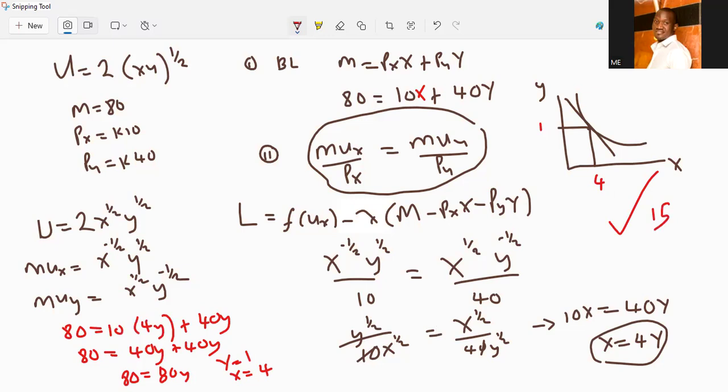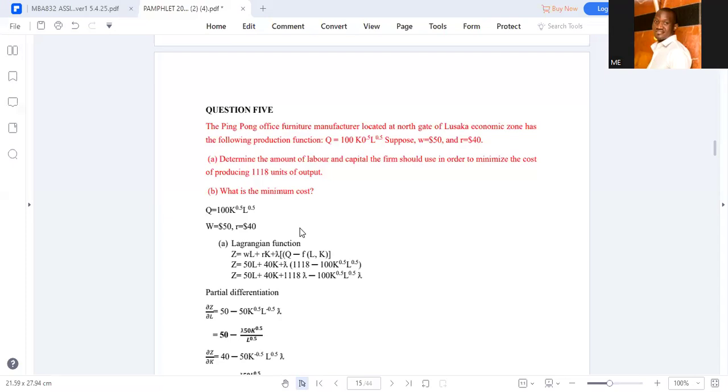So this is what I want you to do for question number 5. You come up with a utility function or the production function and substitute. You can use the shortcut formula. You don't necessarily need to use the Lagrangian formula. You can use a shortcut formula to still give you the same answer. Are we together?